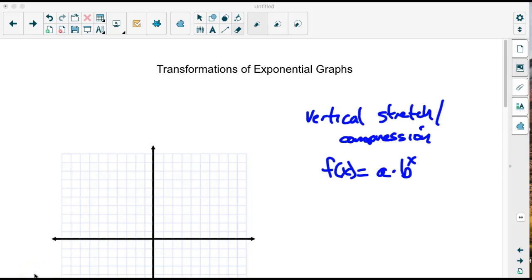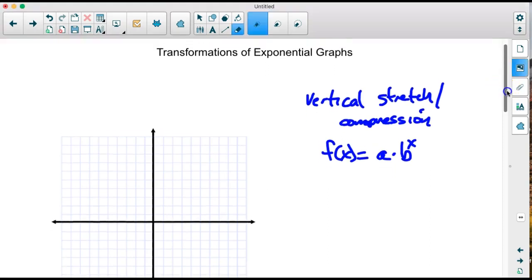Hello, and in this video we're going to be looking at three basic transformations of exponential graphs. We'll look at these individually and then maybe sketch a few that have a combination of the three together.